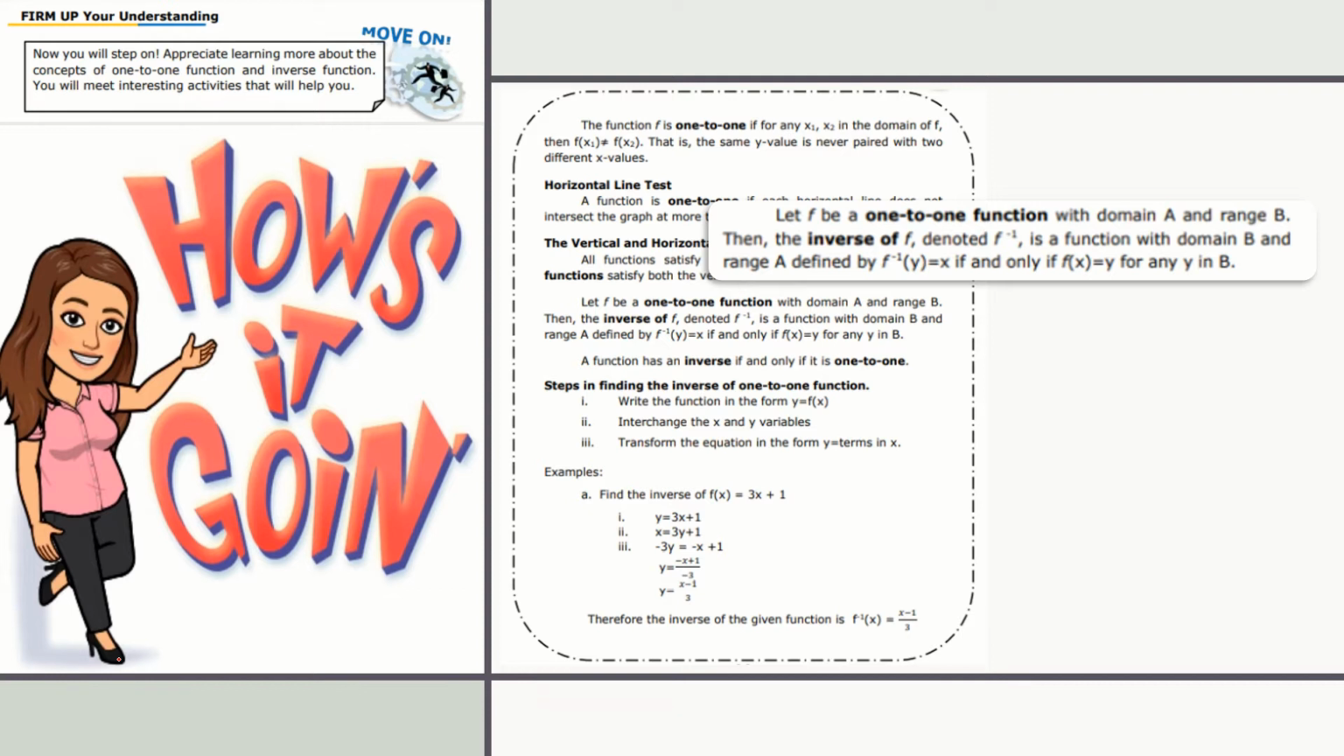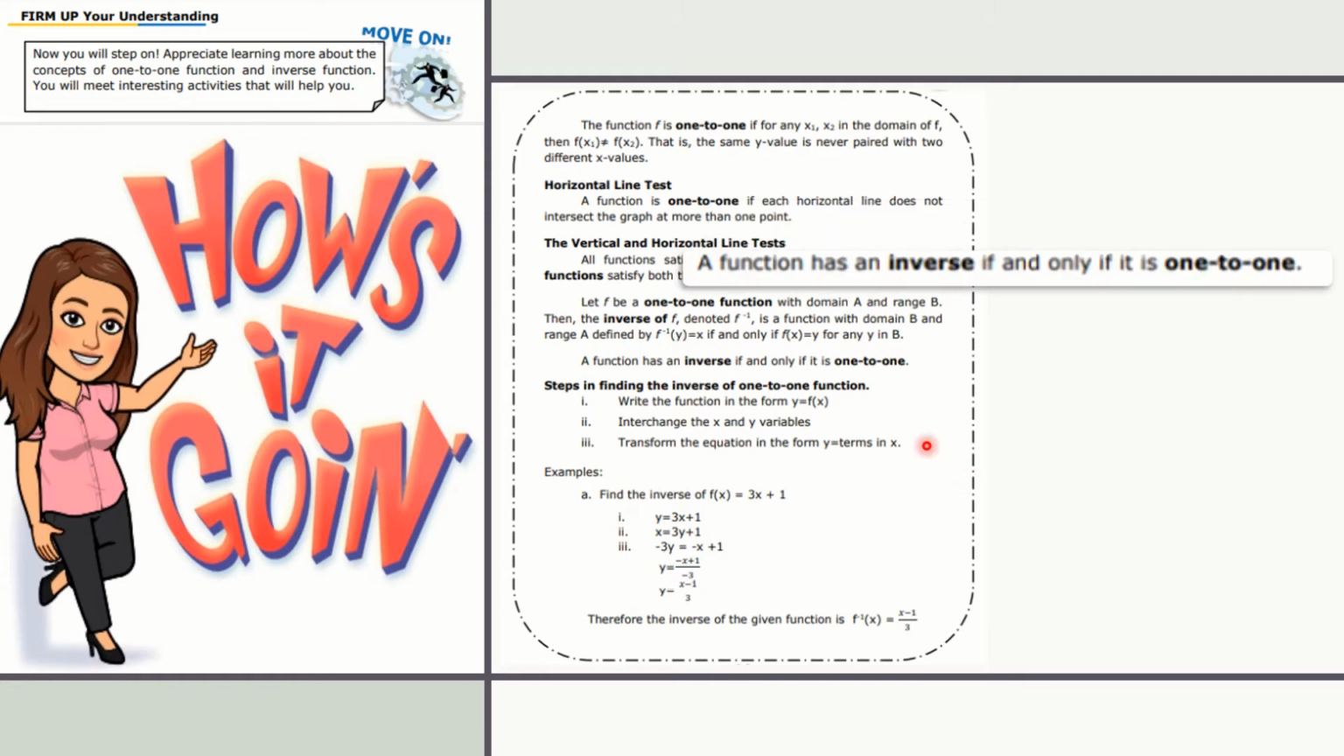Notice that the domain A becomes the range A in the inverse function, while the range B in the original function becomes the domain B in the inverse function. Defined by f inverse of y is equal to x if and only if f of x is equal to y for any y in B. Again, a function has an inverse if and only if it is 1-to-1.